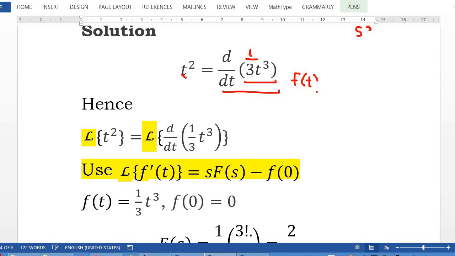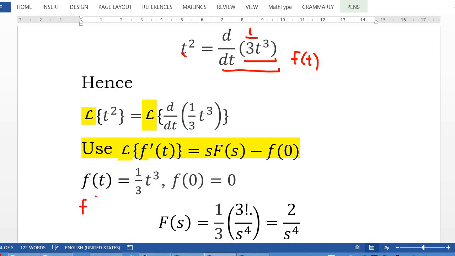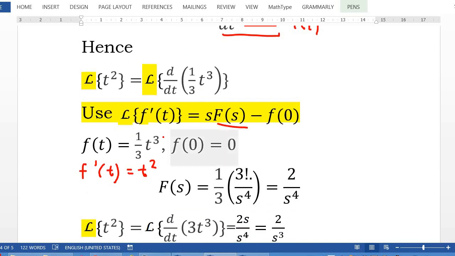Your f(t) is 1/3 t cubed, then f prime of t is t squared. So the Laplace transform for f prime of t, where f(t) is 1/3 t cubed and f prime of t is t squared, the result is s F(s) minus f(0). So to find F(s), you have to do the Laplace transform for 1/3 t cubed.